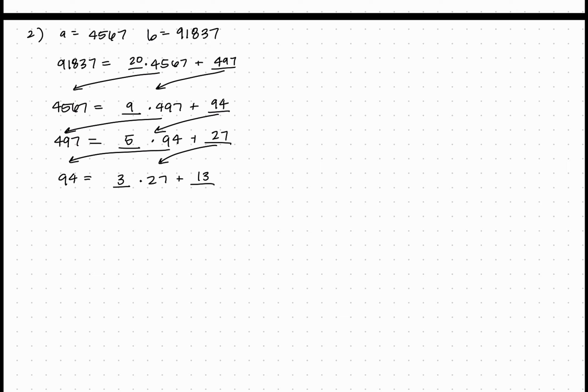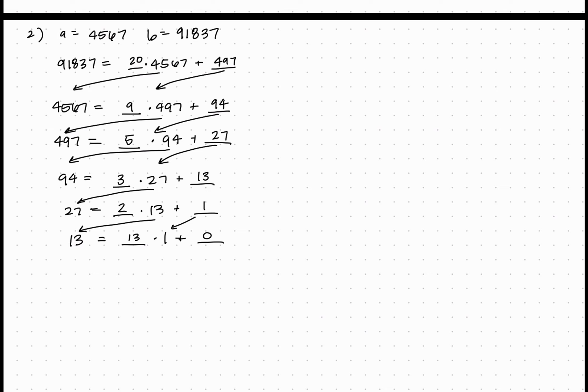Still not done. Remember, we can't quit until we get a remainder of 0. So 27 equals some number times 13 plus a remainder. 27 divided by 13 is 2 with a remainder of 1. Still not 0, so I keep going. 13 equals some number times 1 with a remainder. Well, 13 is 13 times 1, and I get a remainder of 0. And I can stop there because I got that remainder of 0.